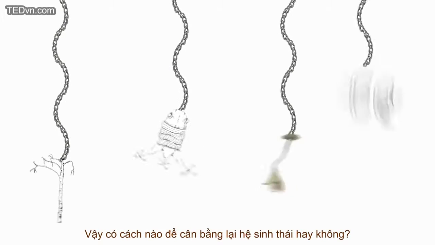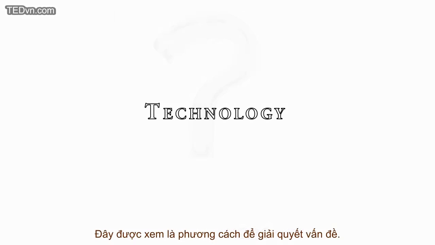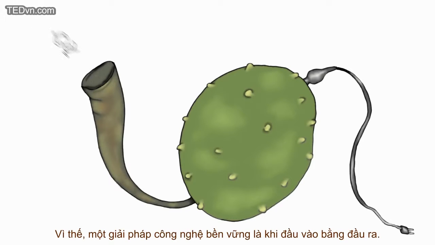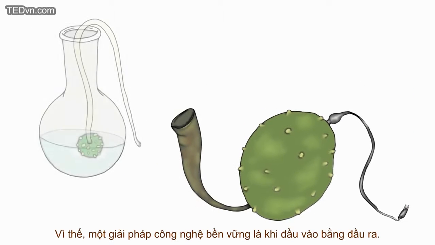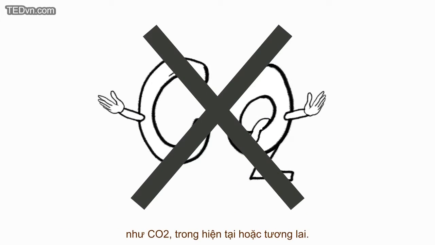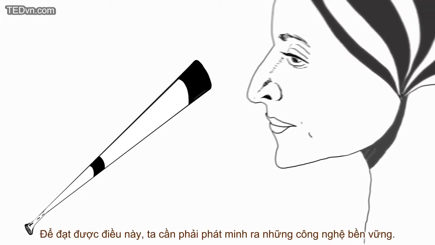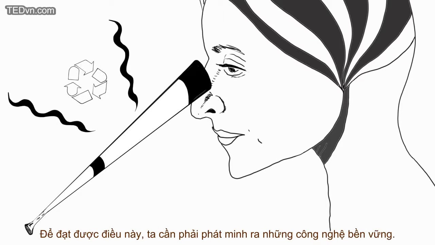So, is there any way to rebalance the ecosystem? What about technology? Technology is defined as a technique to solve a problem. And so, sustainable technologies are those whose output is equal to their input. They do not create negative externalities, such as CO2, in the present or the future. They sort of cancel themselves out to solve the problem. To achieve this, we need to invent sustainable technologies.